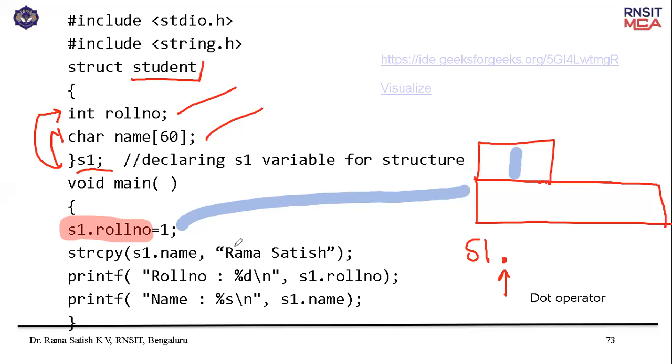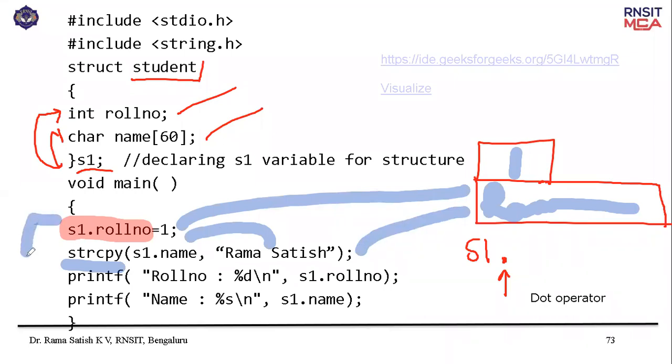Same way, next, Rama Satish. I want to store it, so I definitely use strcpy. Strcpy is the function that is used to copy the string, that is Rama Satish, to S1 dot name. Since name is a string, if you want to copy the string, you should use strcpy. So the name Rama Satish is stored.